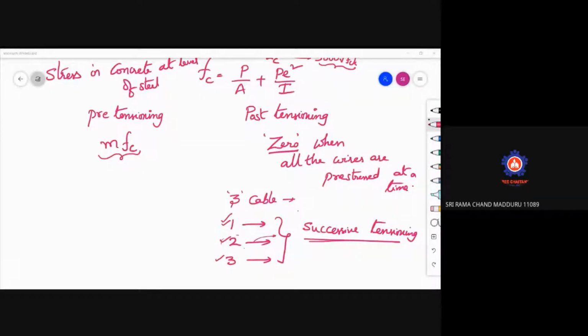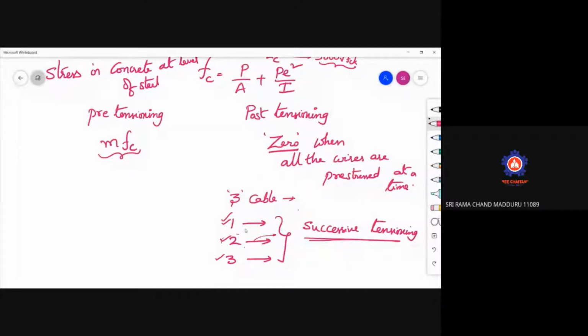So the loss of pre-stress due to elastic shortening will be considered under 2 considerations. One is when all the wires are stressed at a time, then the loss of pre-stress is 0. But when you are stretching the wires one by one, the first wire is stretched and locked, the second wire is stretched and locked, the third wire is stretched and locked. When you are stretching the first wire, no other wire has been stretched before it, so it is not creating any loss of pre-stress.